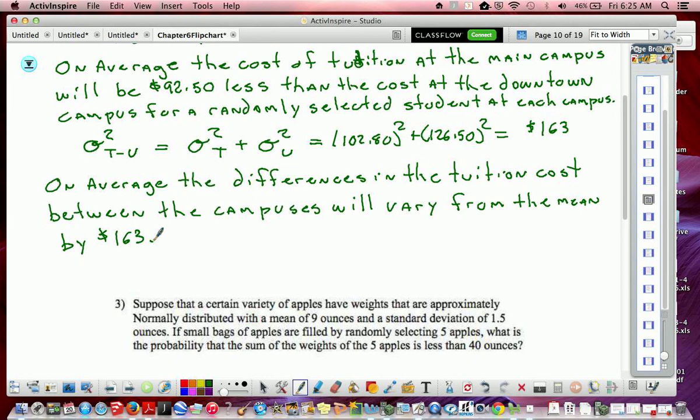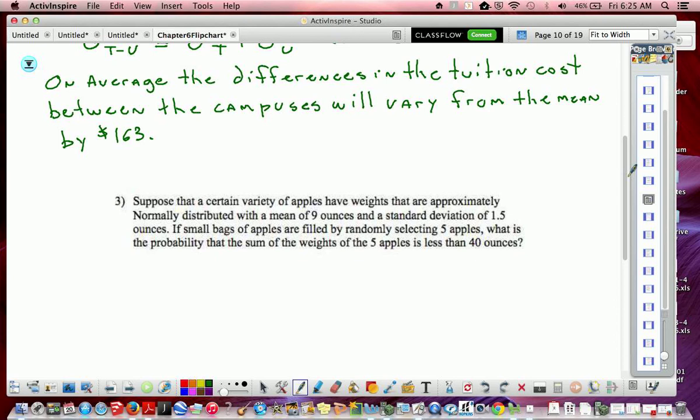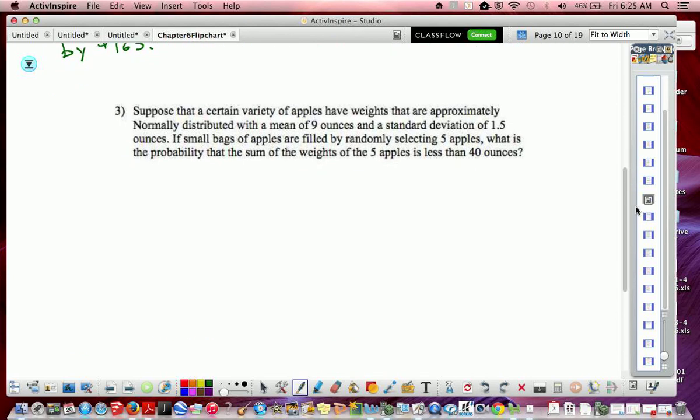All right, so let's take a look at our last problem where we can actually combine means and standard deviations and then use a normal calculation to figure out a certain probability.